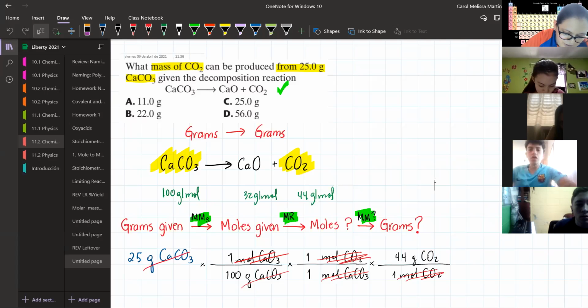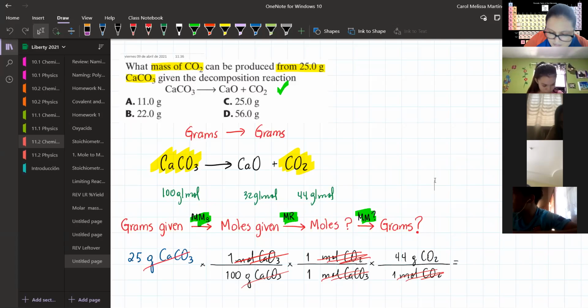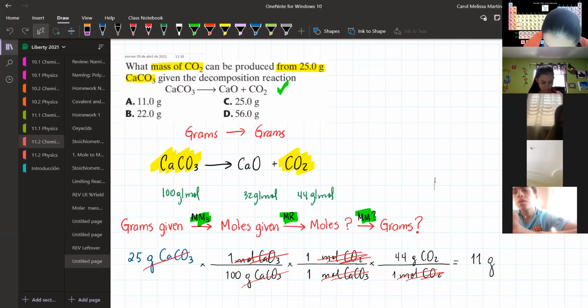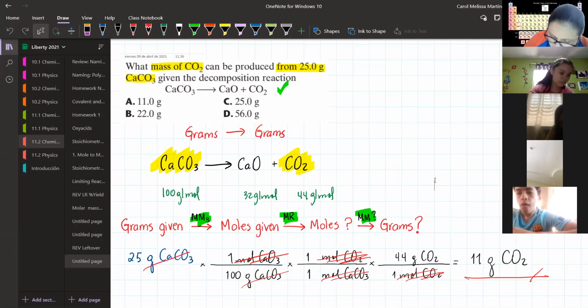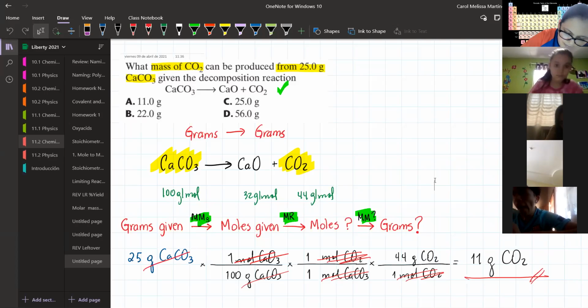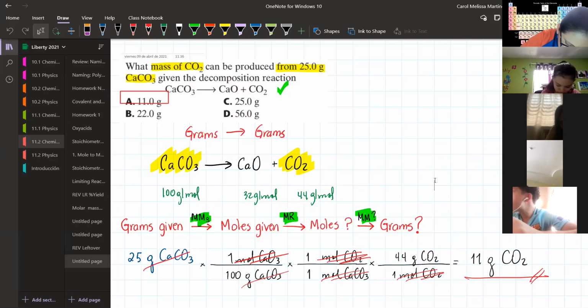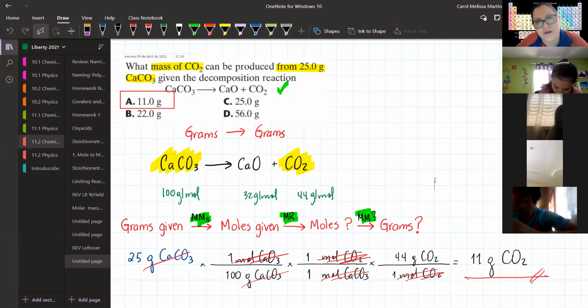How much do you get from this? 11 grams of CO2. So 11 grams of CO2 means that the right answer is letter A. That was part of yesterday's quiz, but instead of 25 grams, I wrote 50 grams, but the procedure is exactly the same. So in yesterday's quiz, the right answer was 22 grams.